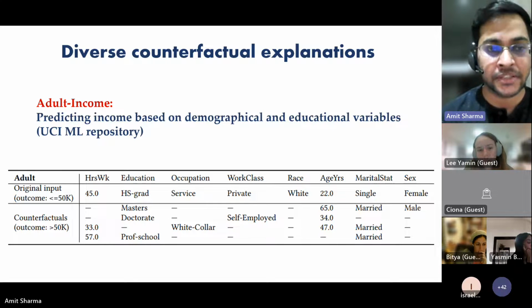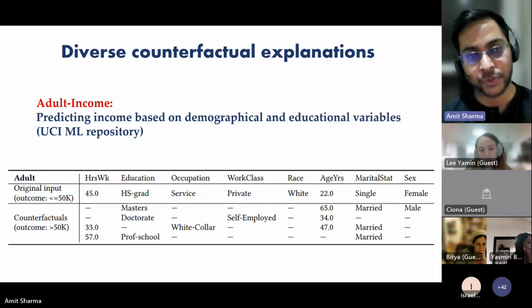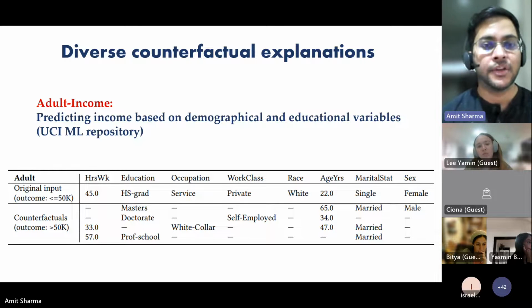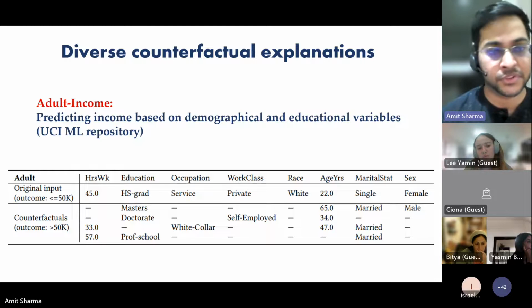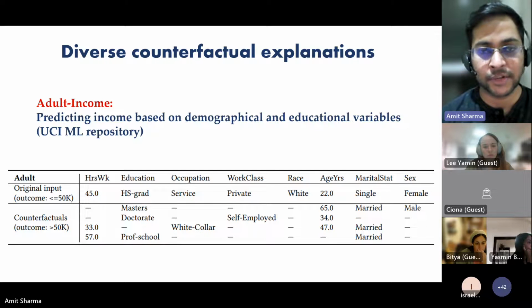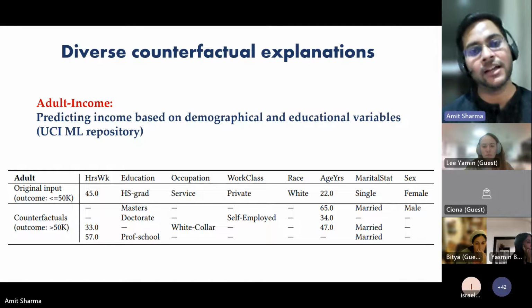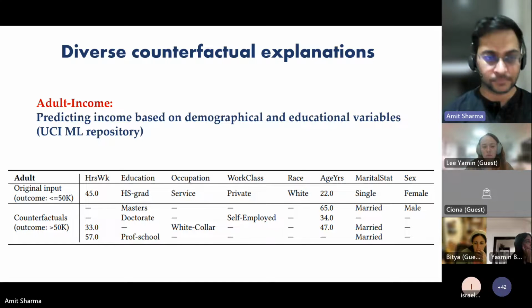So some of these things would make sense instantly to you, right? That the person should have had a higher education. So higher education would perhaps have made their income more than 50K. So when you look at this, you think, oh, this makes sense. The model is reasonable. It's kind of giving reasonable answers. But then you look at this marital status, right? So the model is saying that if you are married, somehow that increases your chances of getting a higher income.